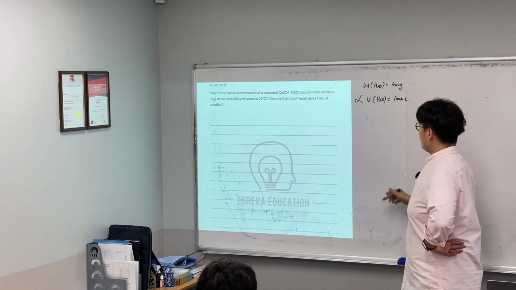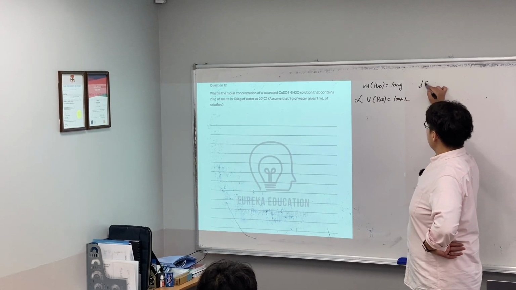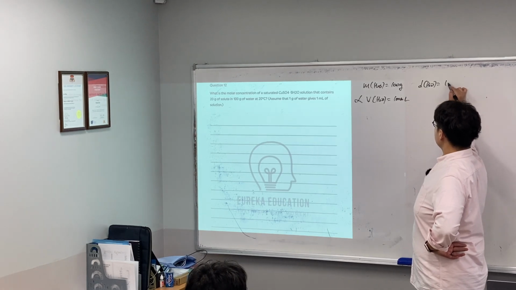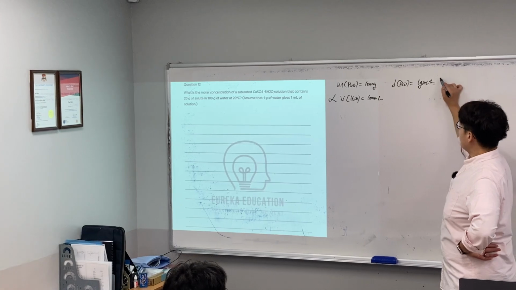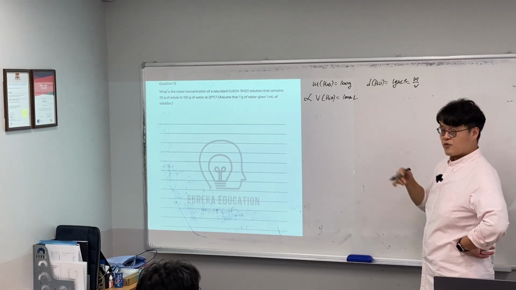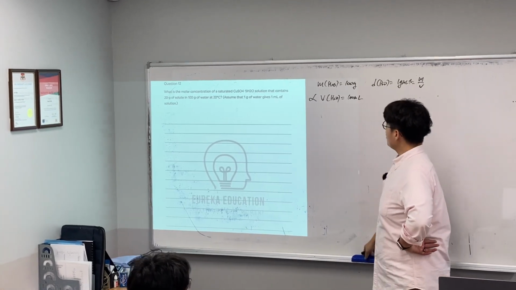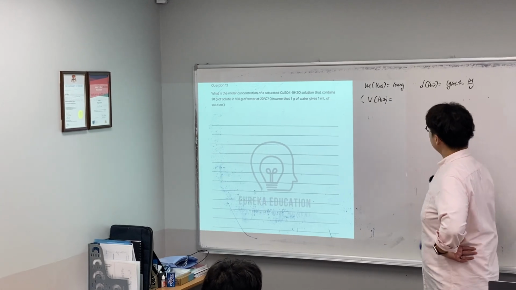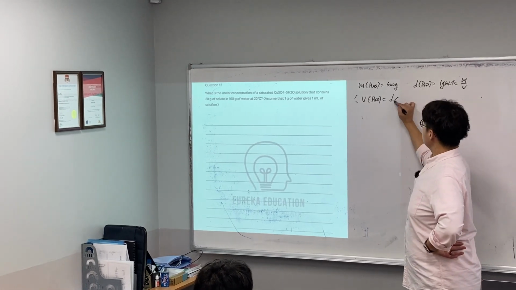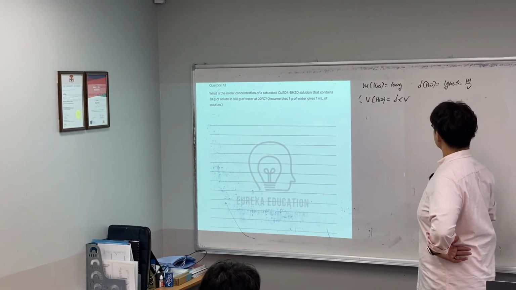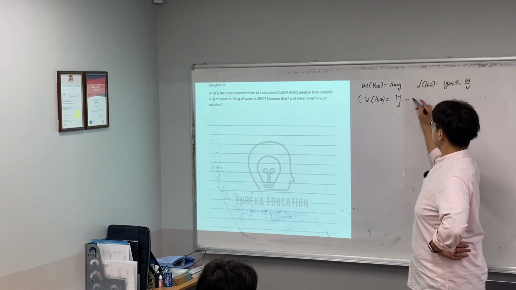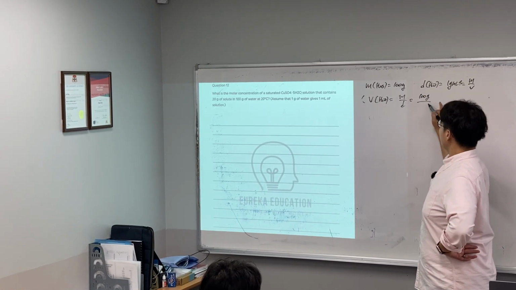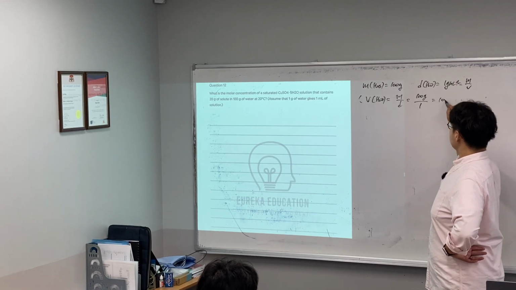Or you may just use a formula. The density of the water is 1 gram per milliliter here. And density is all about mass over volume. So the volume is mass divided by density. That's 100 grams divided by 1, giving us 100 milliliters too.